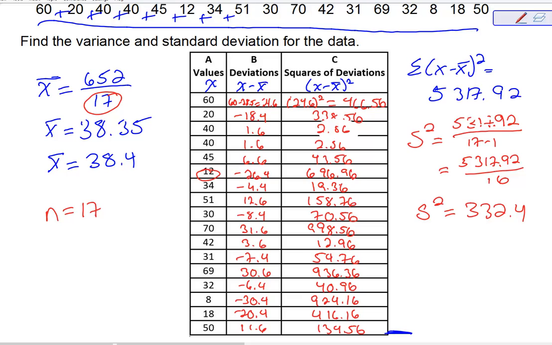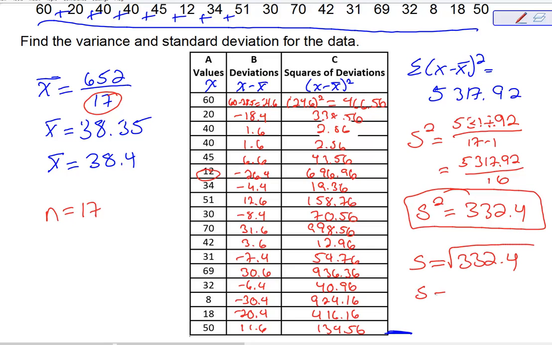Then I take the square root of that to get my, remember that this is my sample variance. I take the square root of that to get my standard deviation. So my standard deviation is going to be 18.2. Okay.